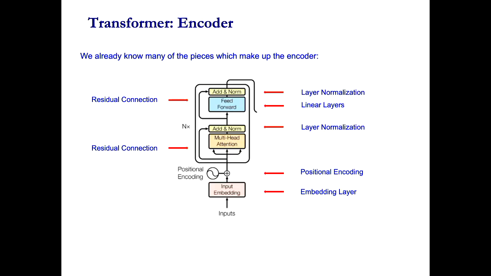But everything else you've seen, right? We've got an embedding layer. We've got positional encodings. We add them together. You have a residual connection around there. Another residual connection up there, which you add onto the output of this little piece called multi-headed attention. And then there's a layer normalization. You add it and normalize.